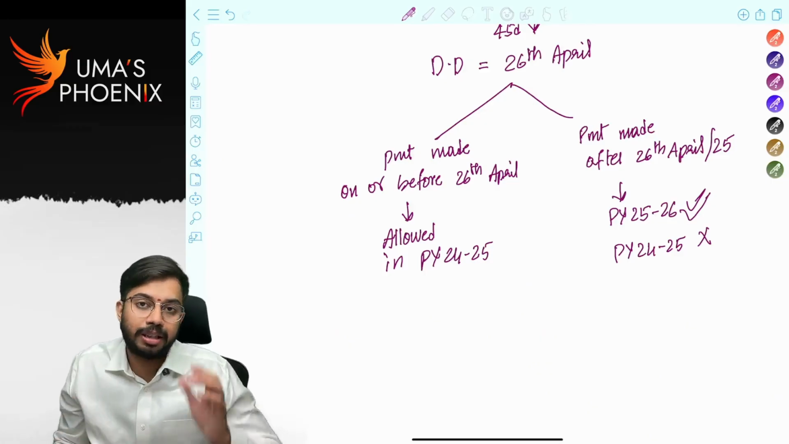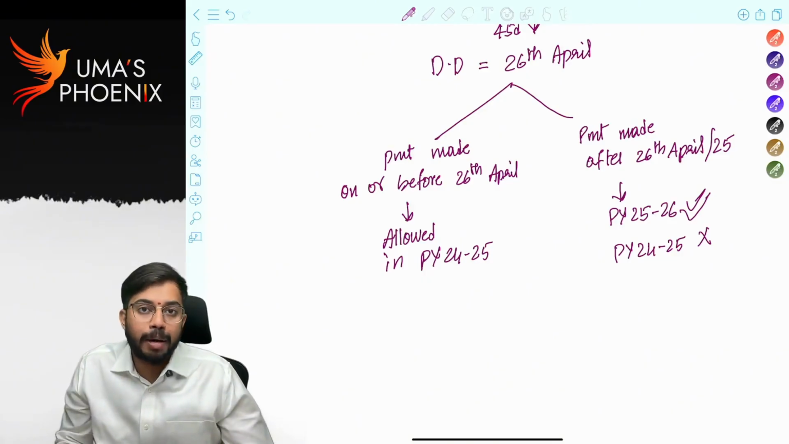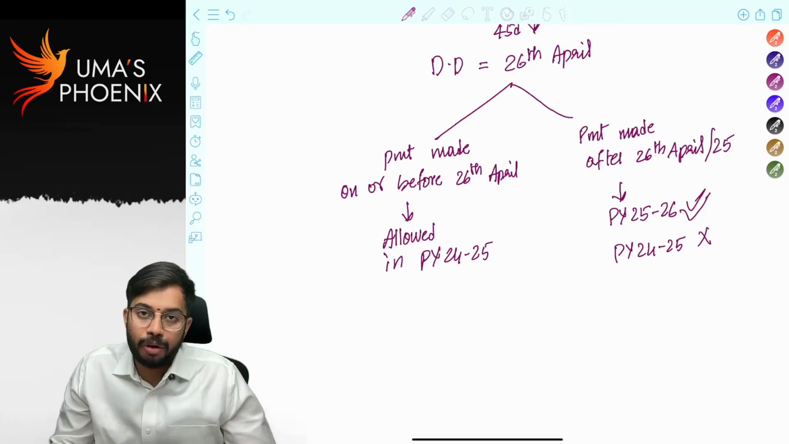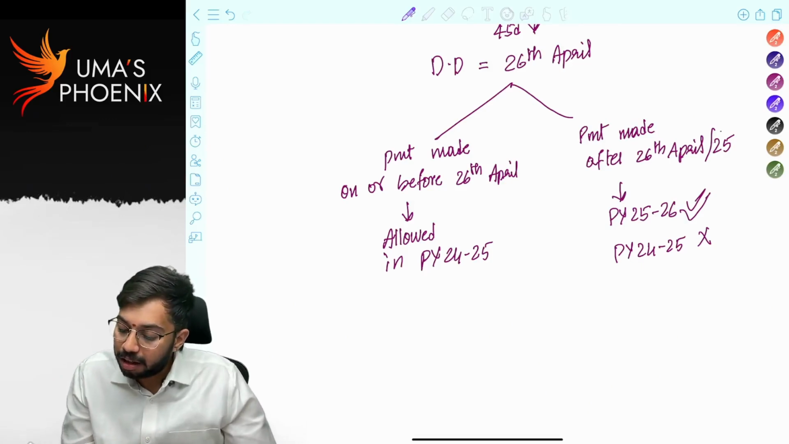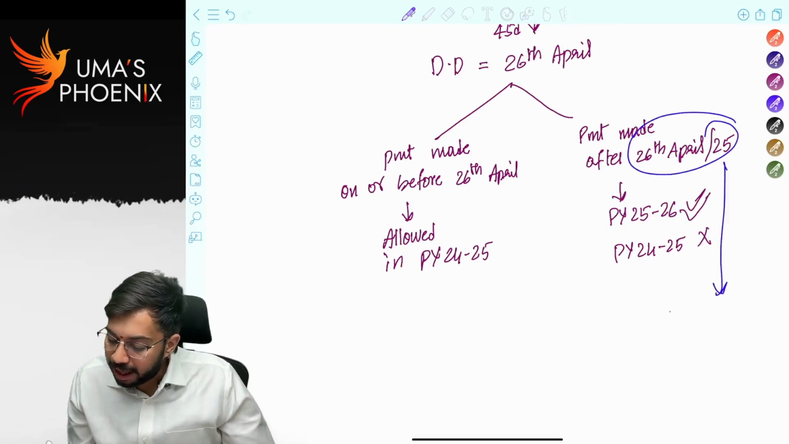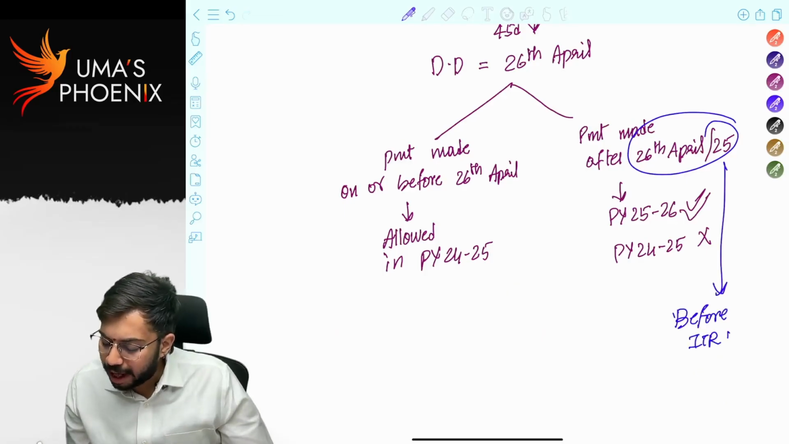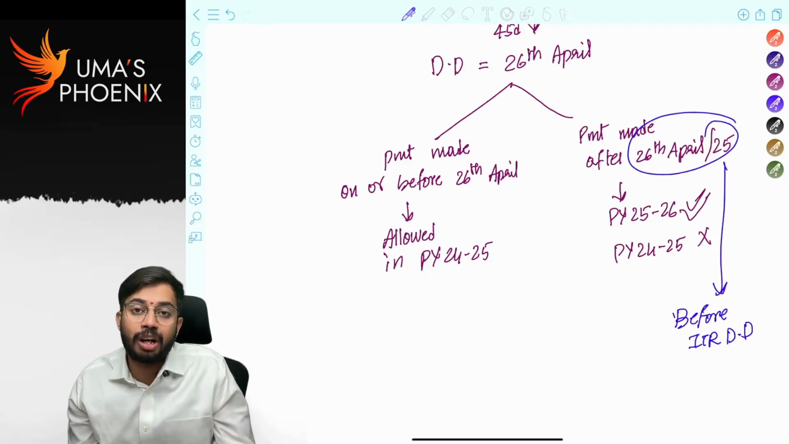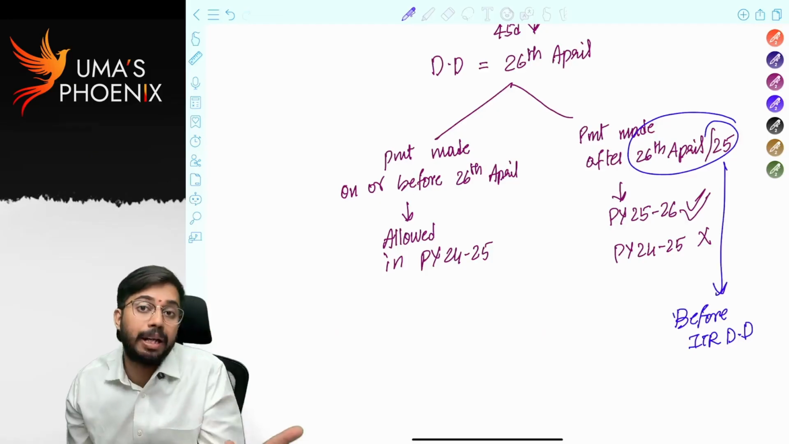So this is the concept relating to section 43B(h). Only if payment is made before the due date, then only deduction is allowed on accrual basis. If payment is made after the due date, it is allowed as deduction on cash basis. See, 26th April 2025, it is before ITR due date. Even though it is before ITR due date, still expenditure is not allowed as deduction on accrual basis, and expenditure is allowed as deduction only on payment basis.